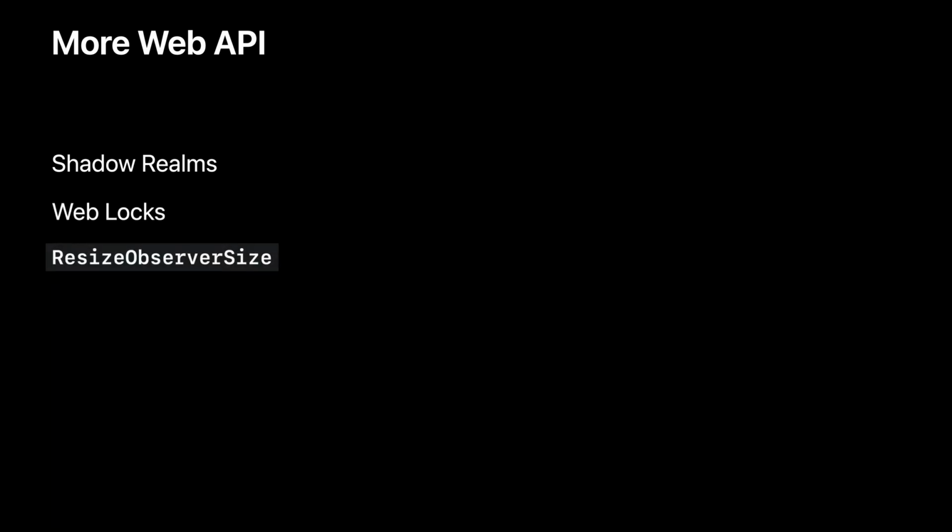But there's even more to check out with our new web APIs from this past year, including shadow realms, web locks, and updated support to the Resize Observer API for the Resize Observer Size interface, which will help you observe changes to an element's box sizing properties. There's so much to try out across all of our new API additions, and of course with all of our new features too. In fact, we still got more to cover.